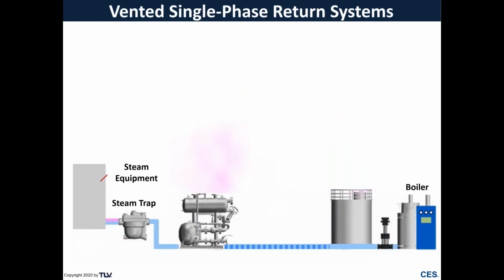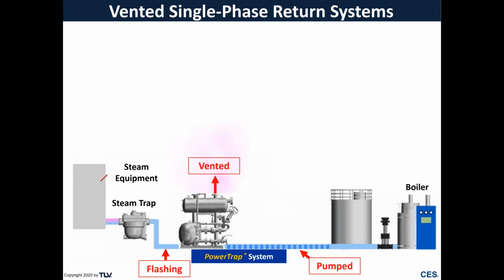Now, looking at a single-phase condensate return line, we're still going to have flashing condensate lines between our steam trap and some type of equipment like a vented condensate recovery station. In this case, we're showing a TLV PowerTrap. From that pump system, we are then pumping that condensate over a long distance to our main collection point.